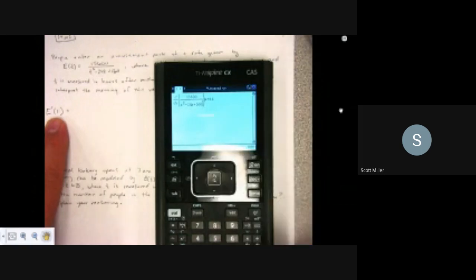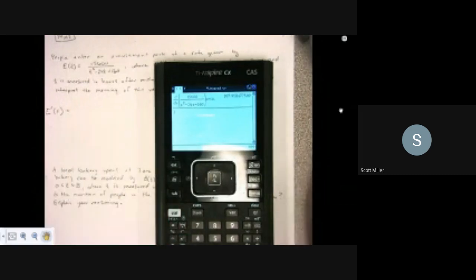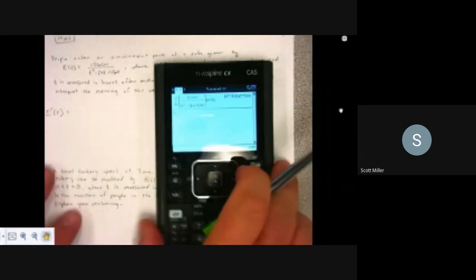Once I have this, I hit Control Enter to get an approximate value, and there you go. So what is the approximate value of this? It's rounded to 3 decimal places, so 107.958 is what I'm going to put down. 107.958. That is the value of E prime at 11. Okay? And now we need to use correct units and interpret this number in context of this story.